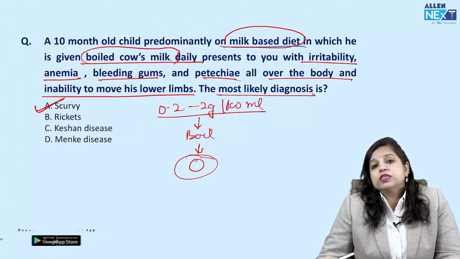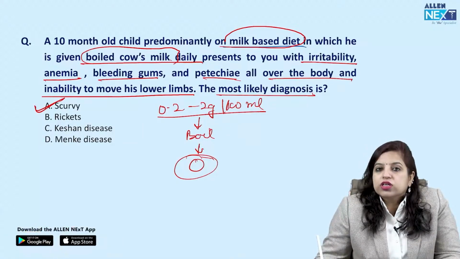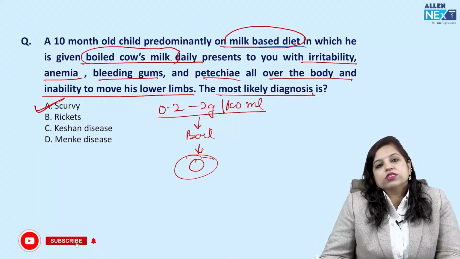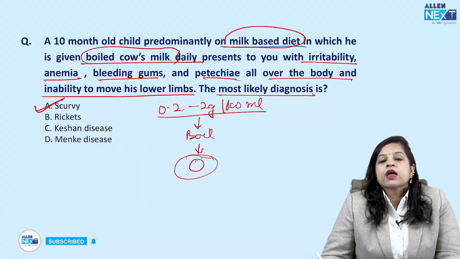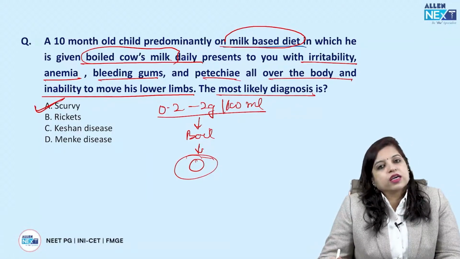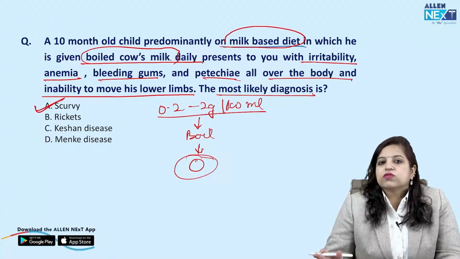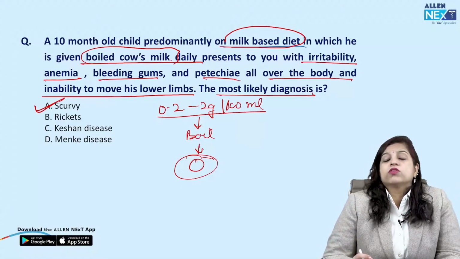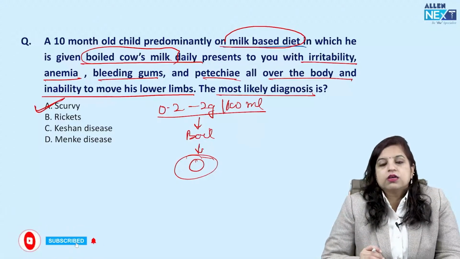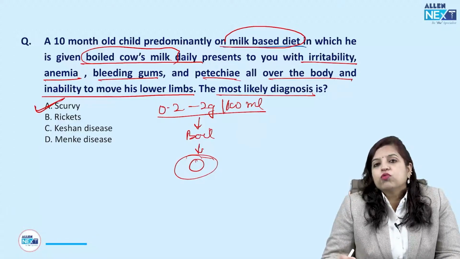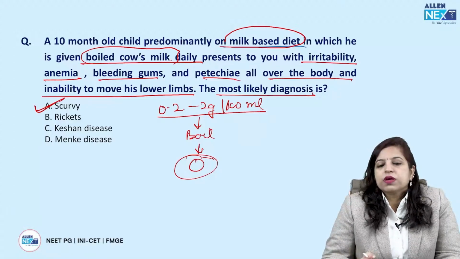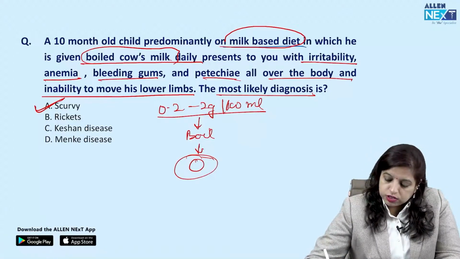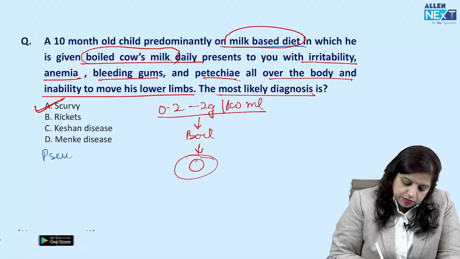And we know vitamin C deficiency gives rise to subperiosteal hemorrhages, perifollicular hemorrhages, and bleeding gums. And of course, the irritability and anemia would be there. And why he is not able to move his limb is again because of the intense pain because of the subperiosteal hemorrhages. So you should know that scurvy is one of the differential diagnoses of pseudo-paralysis. Pseudo-paralysis means the child is not moving his limbs because of the pain, not because of some CNS disorders, but because of the pain.